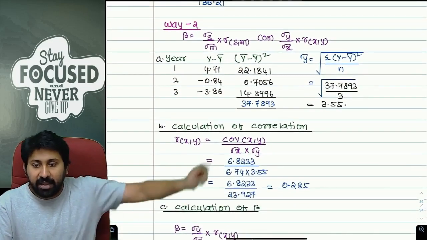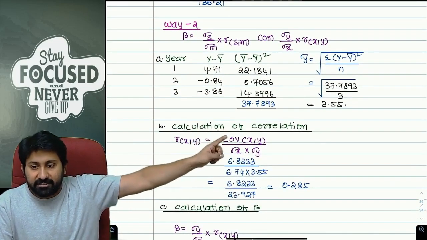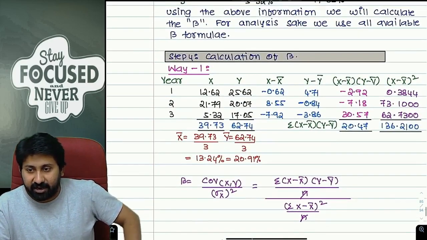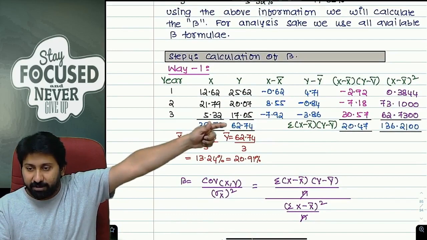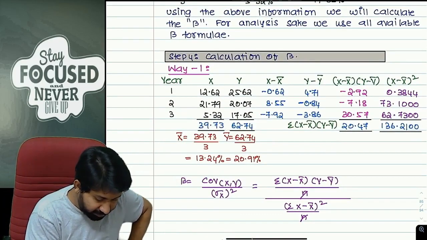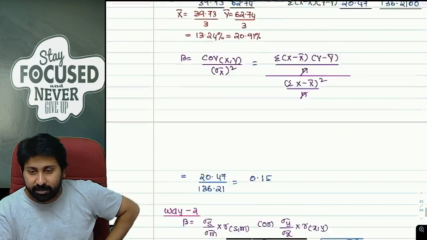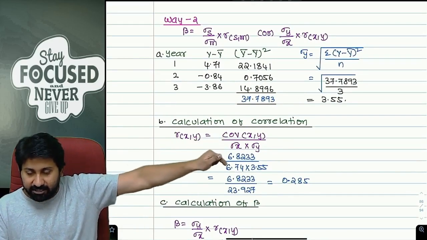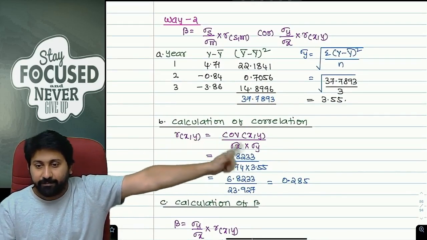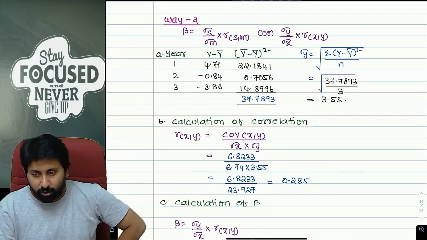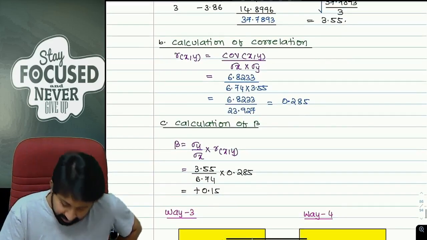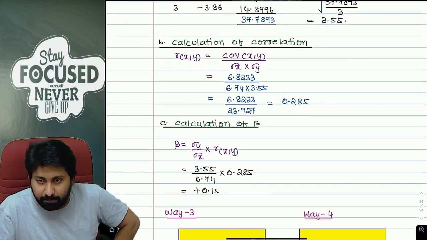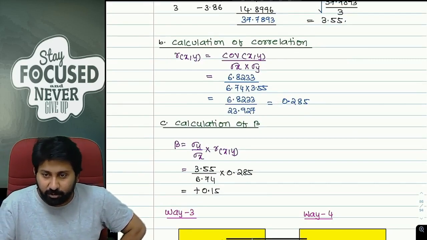Calculation of correlation: covariance of xy divided by sigma x into sigma y. How can the covariance be calculated? Sigma of x minus x bar into y minus y bar, that is 20.47 divided by 3, which is 6.823. Divided by 6.74 into 3.55. So correlation happens to be 0.285, which is obviously a positive number in this case. Plus 0.285.